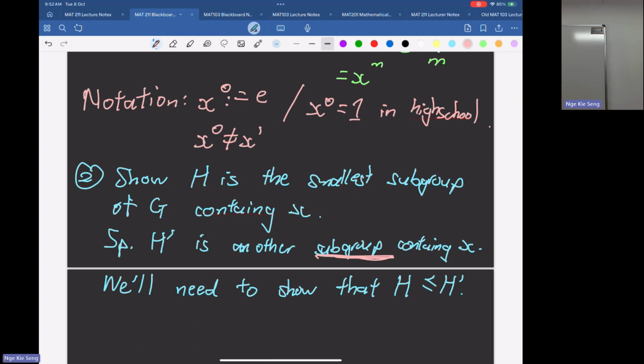H prime is a subgroup. A subgroup has how many properties? Three properties. And then this subgroup contains X. What do these three properties have to do with this element here? X composed with X is in there. Closure. And then the inverse of X. And what else? Identity. But if you put everything in there, isn't it just the H we started with?